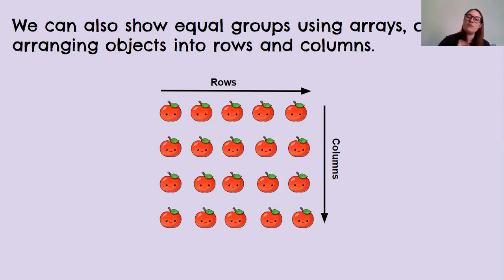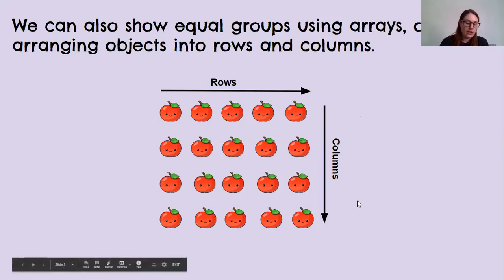So take a look at this picture here. You can see that rows are horizontal, meaning they go from left to right. Columns are vertical, meaning they go from top to bottom. So this is a row, whereas this is a column.